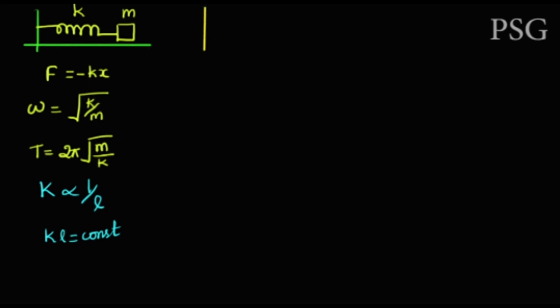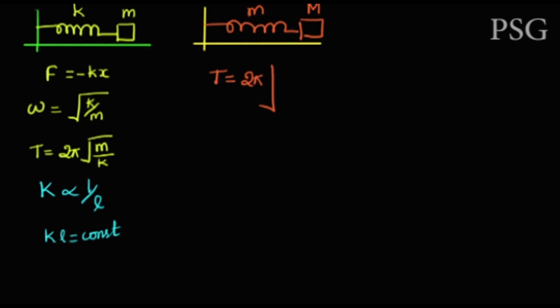Let me consider a spring having a small mass m attached to a mass capital M. This mass is capital M, the mass of the spring is small m. The time period of this system is equal to 2 pi into root of the mass of the block capital M plus the mass of the spring divided by 3, whole divided by the spring constant of this system capital K.